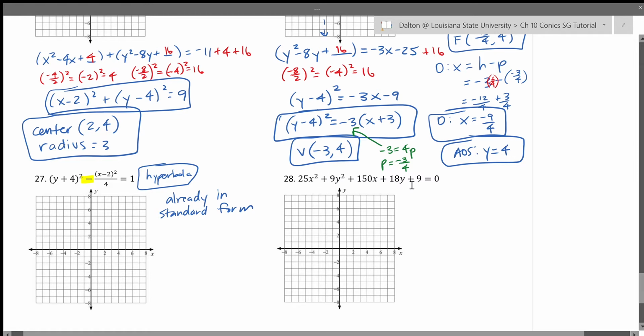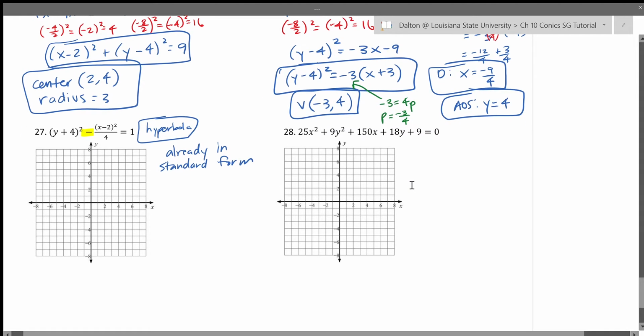Okay, so let's do the easy part first. The center of our hyperbola is going to be, remember, you always do your h, k. h is going to be with x. So if it's x minus 2, that means the center is going to start at positive 2 for h. k will be negative 4. So let's graph that point first. 2, negative 4. There's our center point of the hyperbola.